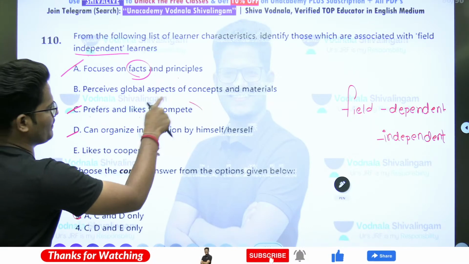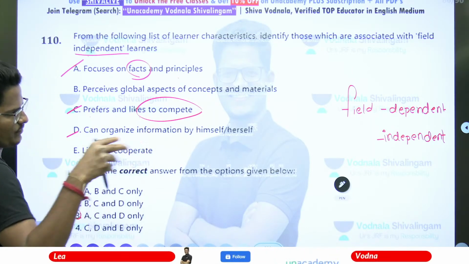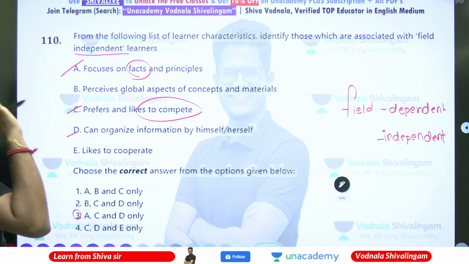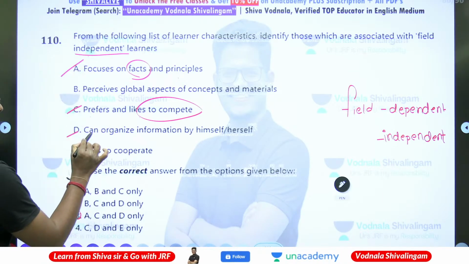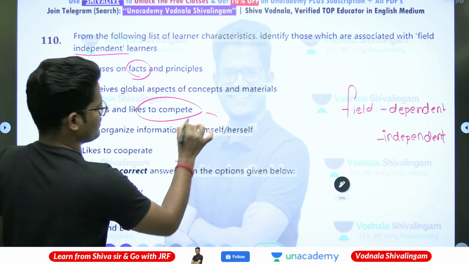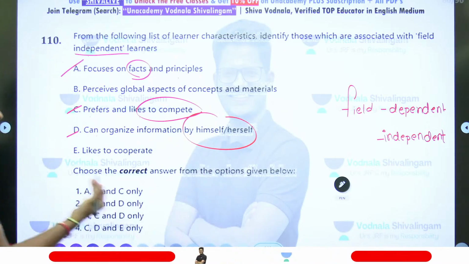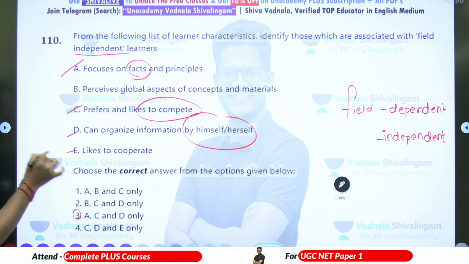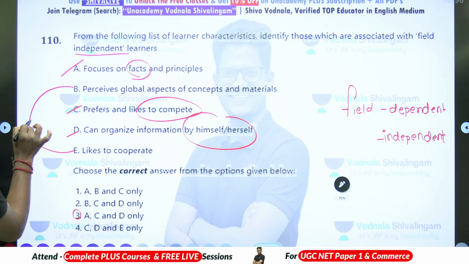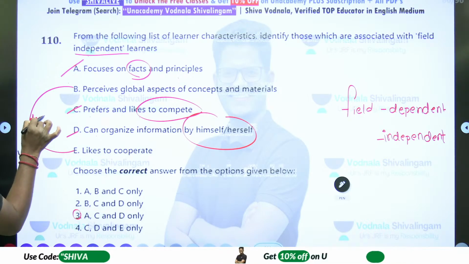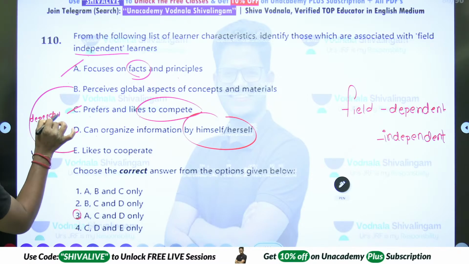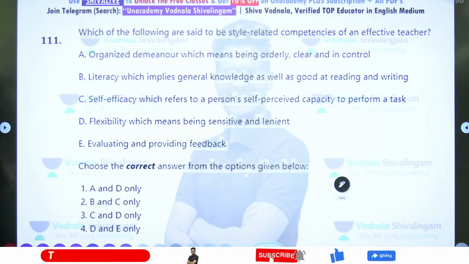They prefer and like to compete because they don't care about others. They want to be independent in nature. That is why they compete with others. They can organize the information by themselves because the learner is independent. Likes to cooperate and perceive the global are dependent characteristics; these two we have already learned in the previous question. Next. It is just the opposite of the dependent. That is what we have to understand.